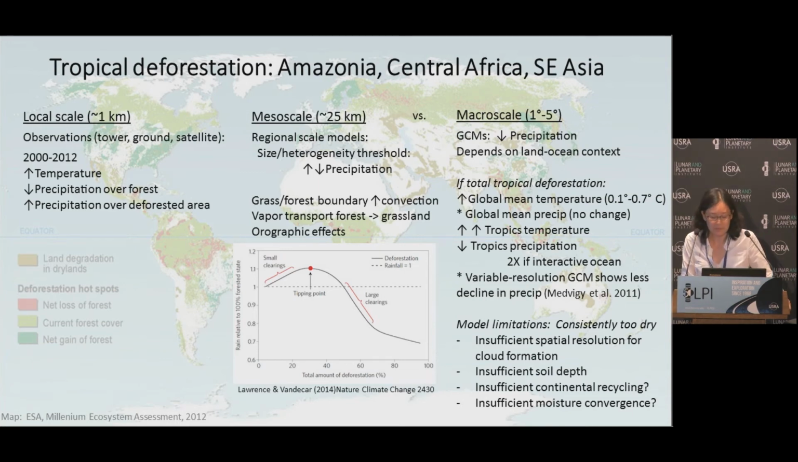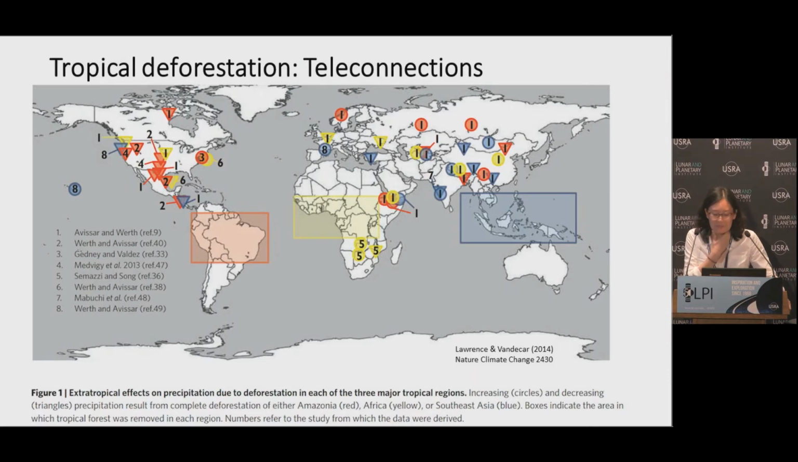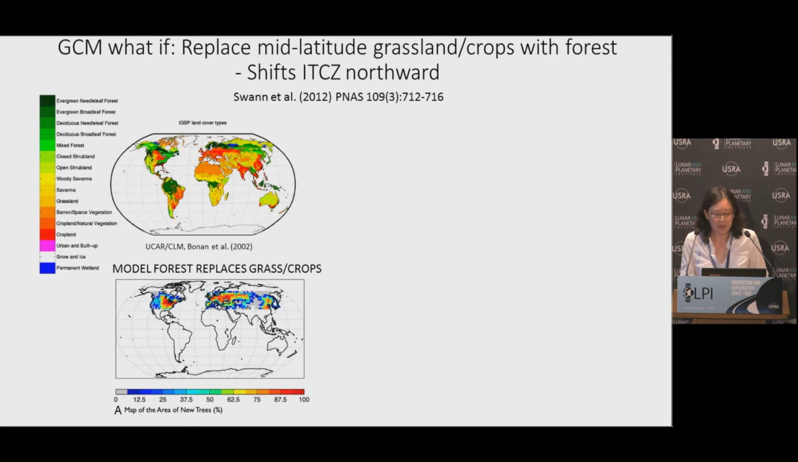Macro-scale models are also good for showing teleconnections. I'll just say really quickly, this is a nice summary by Lawrence and Vadekar of previous GCM studies looking at teleconnections. They show that if you do something in one place, something else happens here, and you get a decline or increase in precipitation. But these are hard to back up because at the same time as deforestation, we're also getting global warming and ocean circulation changing.